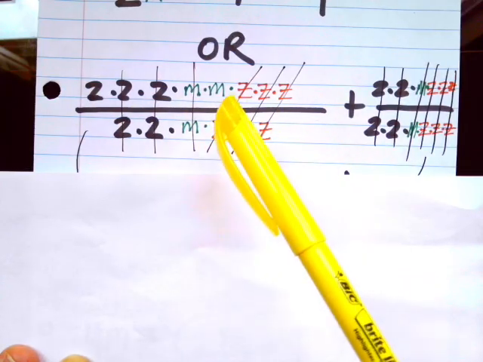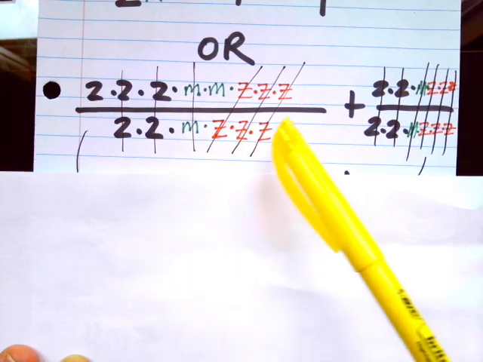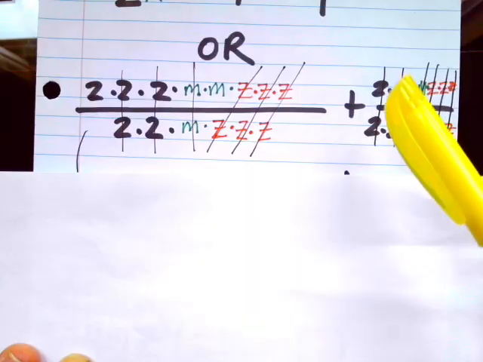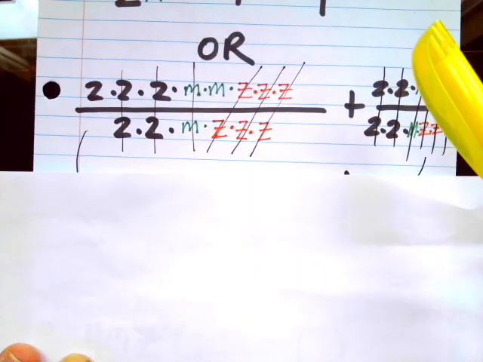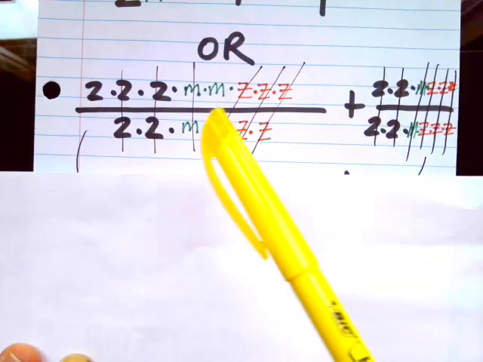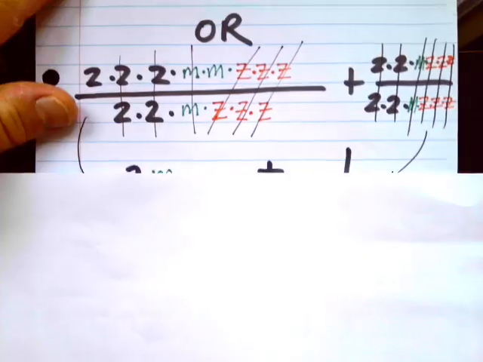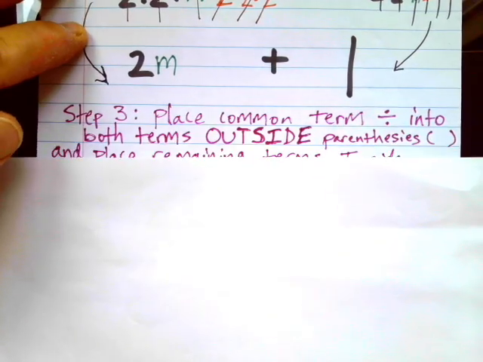Times 1 is still just 2m. Plus, all the z's cancel, all the m's cancel, the 2's cancel. Anything over itself is 1. So we have 2m plus 1. Hopefully this is helping you. If I'm going too fast, please rewind. Watch it again. We're left with 2m plus 1. That's our remainder.